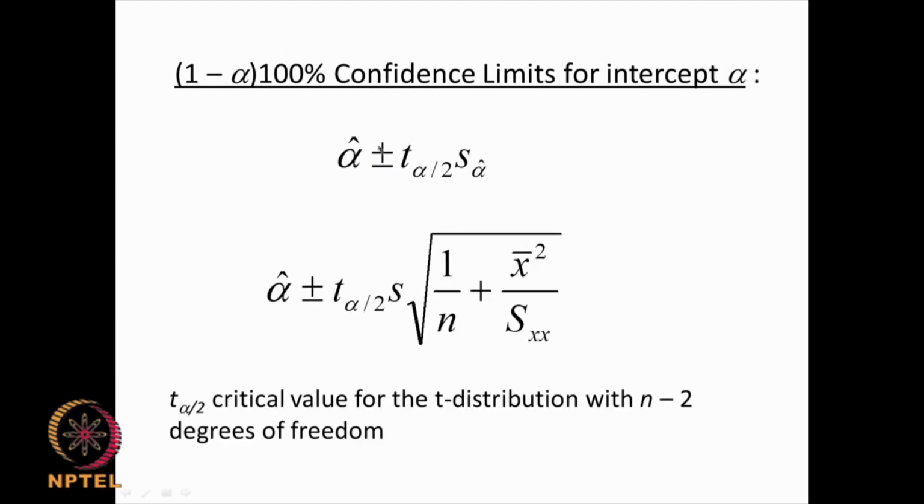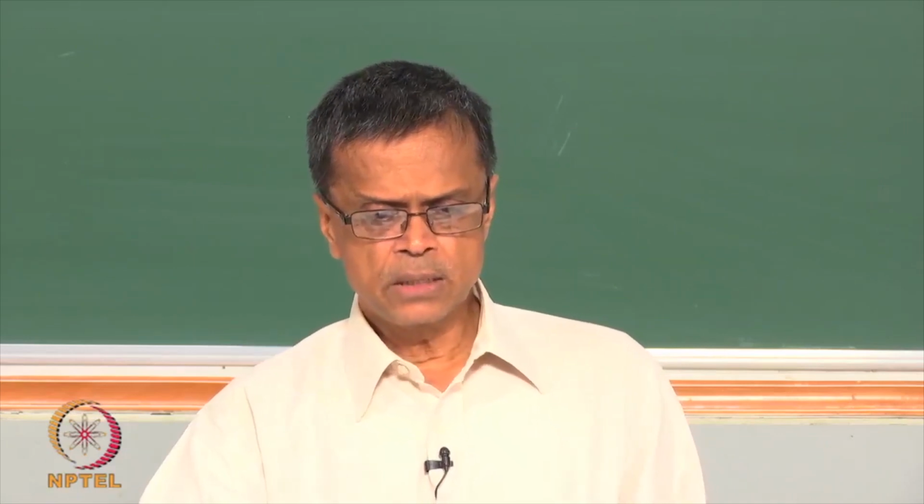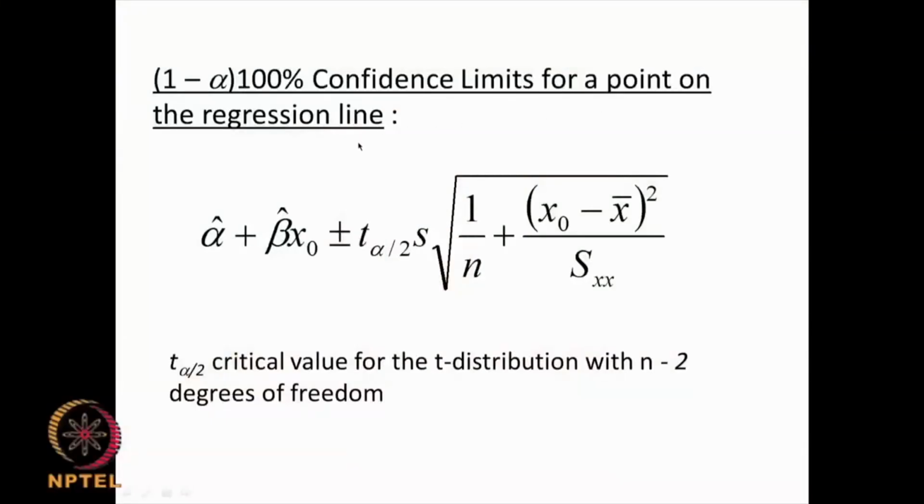Similarly, the intercept also will have a confidence limit, which is given by this type of relationship. The intercept calculated plus or minus t alpha by 2, s square root of 1 by n plus x bar square by Sxx, with n minus 2 degrees of freedom. So the slope and intercept are single values which we have calculated, but as we have been doing, like an x bar, you remember we used to always give a confidence region limit. Now the confidence limit for a point on the regression line.